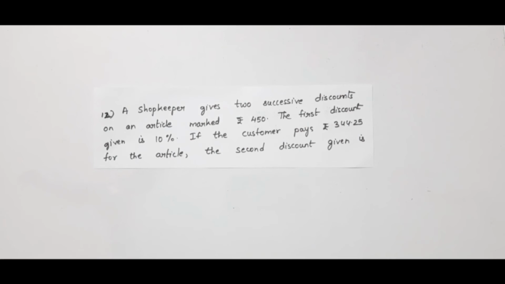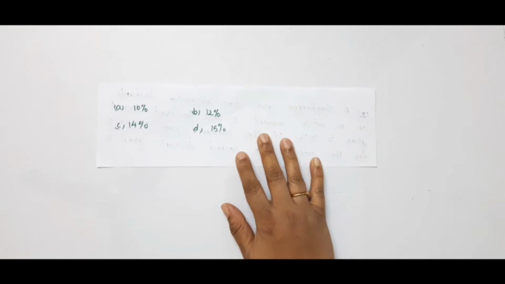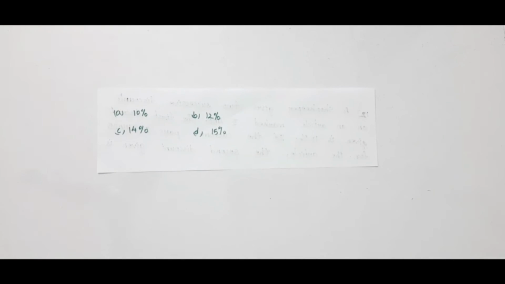Next problem: a shopkeeper gives 2 successive discounts on an article marked rupees 450. The first discount is 10%. If the customer pays 344.25 for the article, the second discount given is, options given as option A 10%, option B 12%, option C 14%, option D 15%.